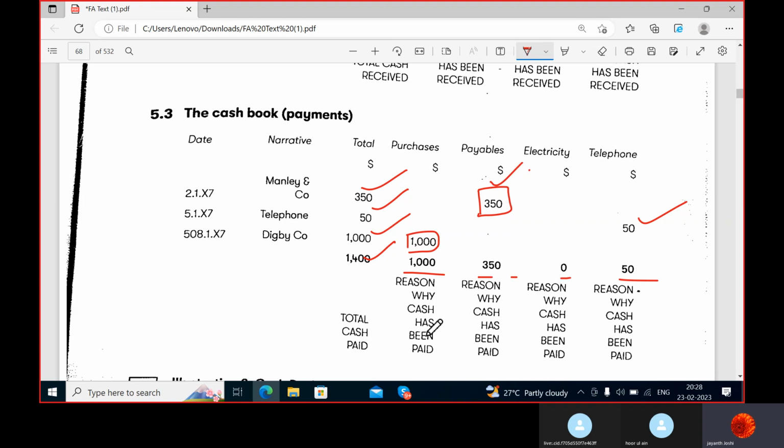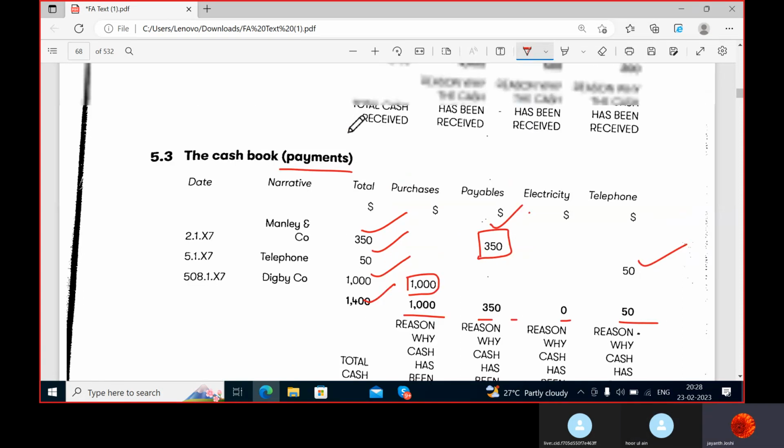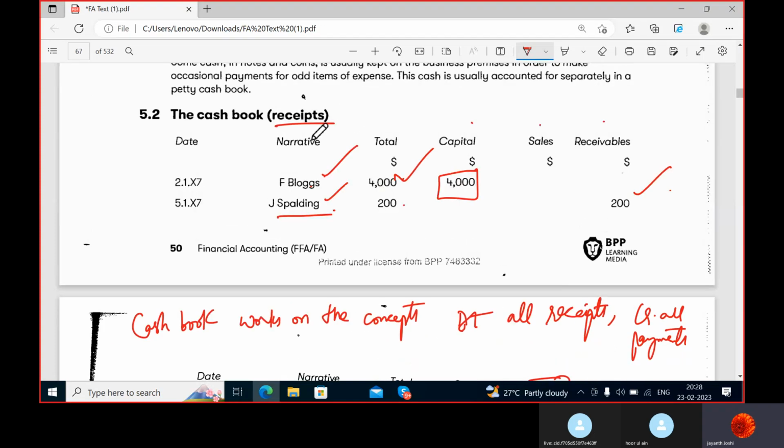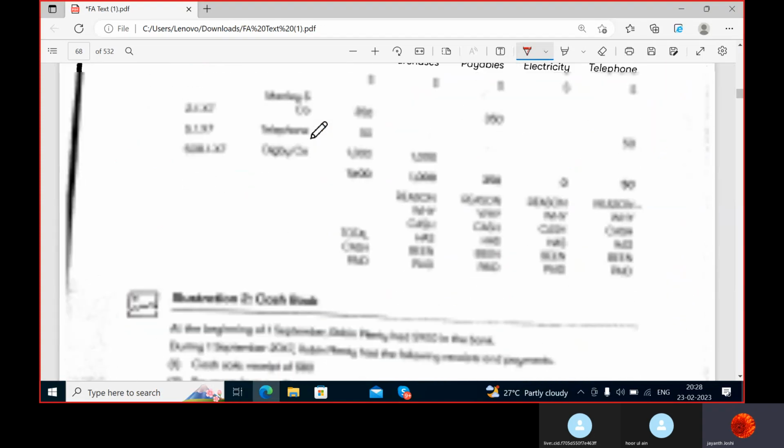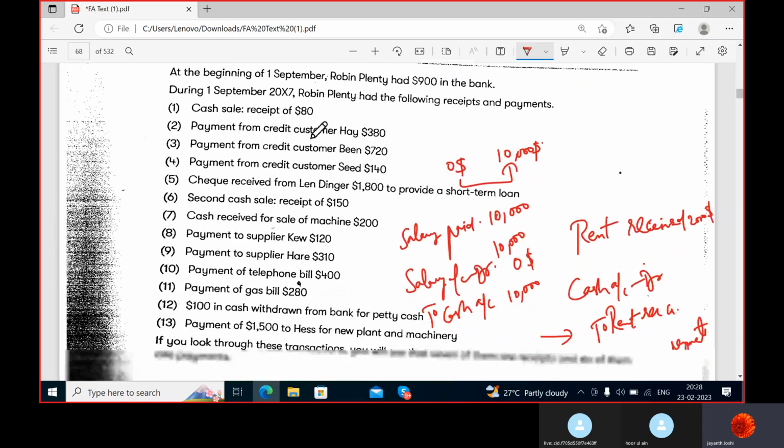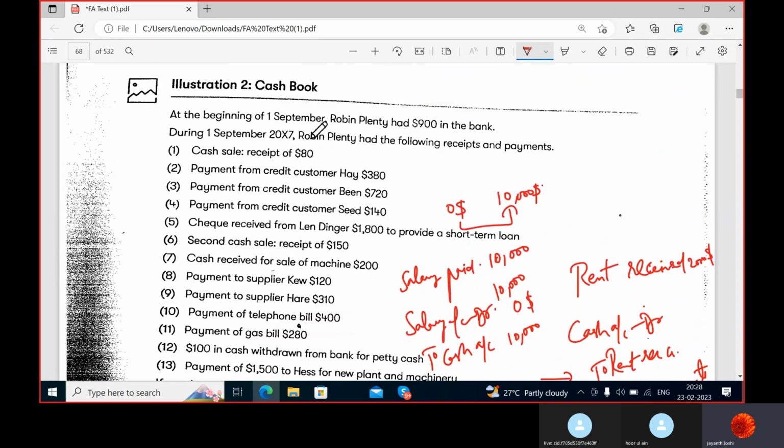So I really hope you understood this. I'll move forward. Please tell me. Yes, sir. So these are the payments, and these are the receipts. Done. I'll move forward. So like this, this particular question we have to do.